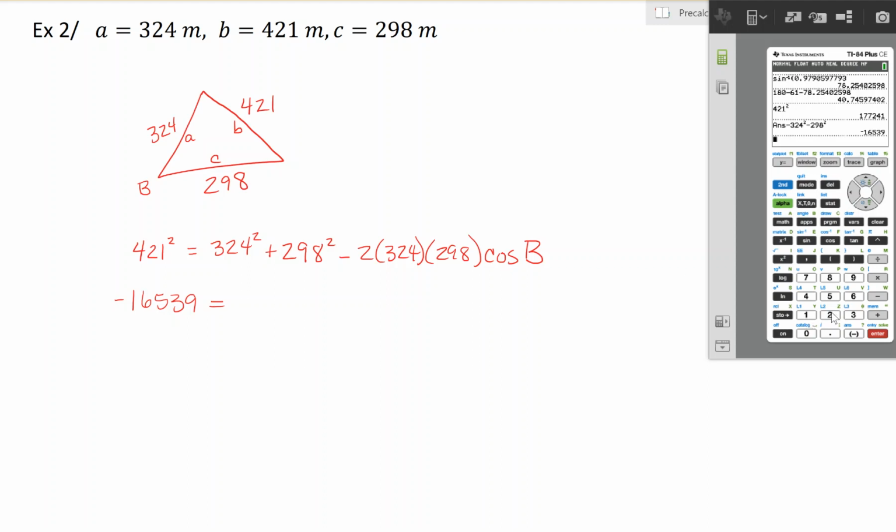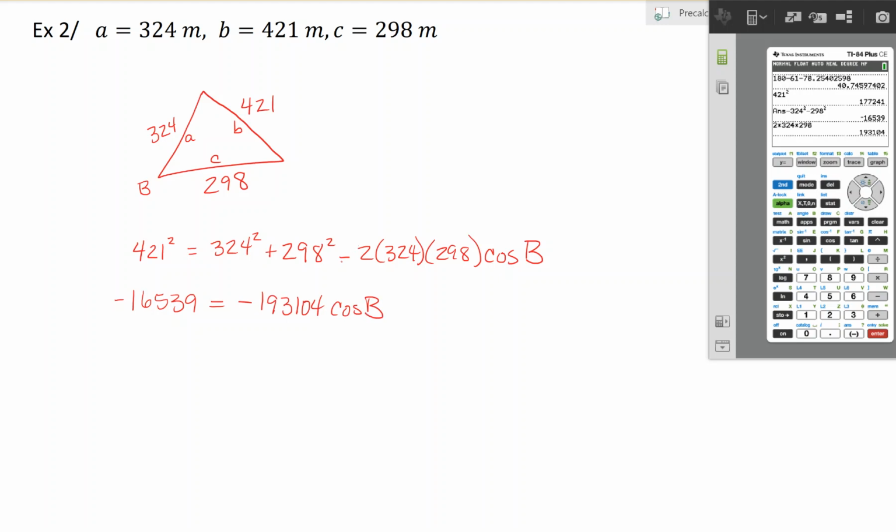equals, and this would be 2 times 324 times 298, and that's equal to a negative 193,104 times the cosine of B.